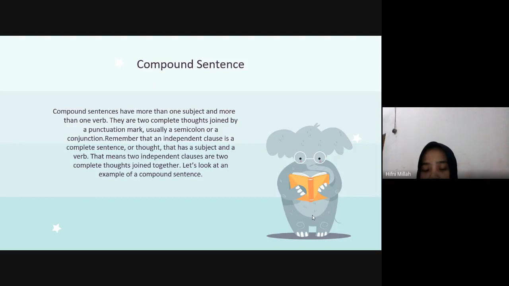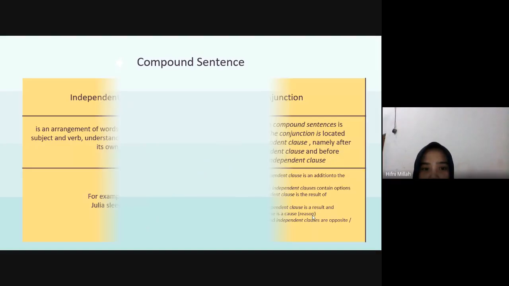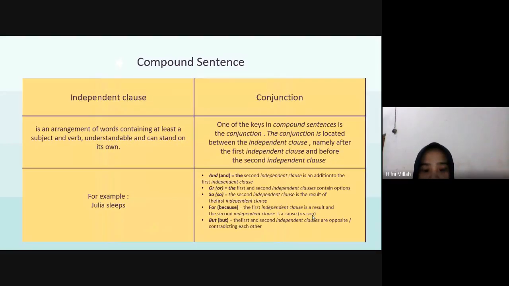Let's look at an example of a compound sentence. So here are the two important parts of a compound sentence. It is independent clause and conjunction. For the first one, what is an independent clause? It is an arrangement of words containing at least a subject and verb. Understand? Example, Julia sleeps. In this example, we have Julia as the subject and sleeps as the verb.